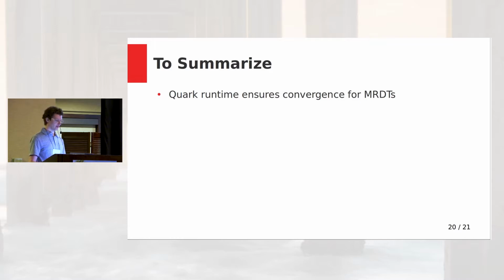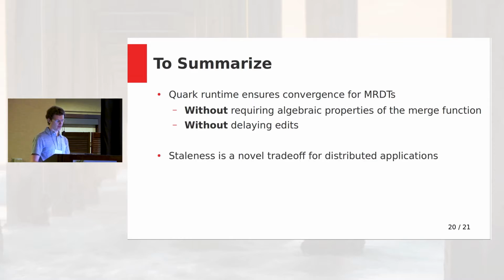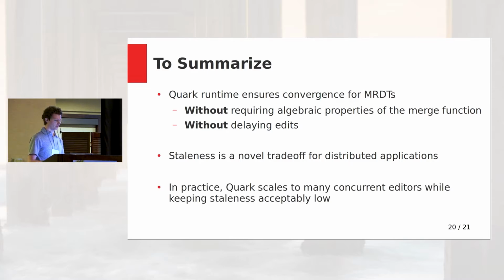So to summarize, Quark is a runtime that ensures convergence for MRDTs. And it does so without requiring algebraic properties of the merge function that you're using and without ever delaying edits in the system. It does so by incurring a cost of staleness, which is a novel trade-off for distributed applications like this. And in practice, we show that Quark scales to many concurrent editors while keeping the staleness acceptably low.